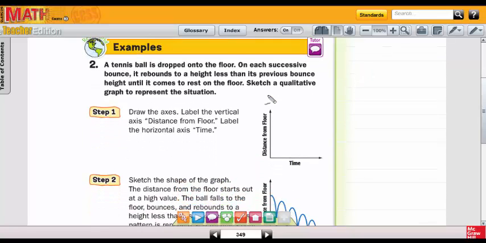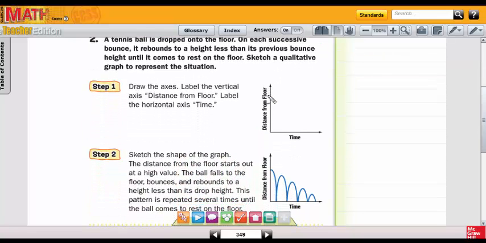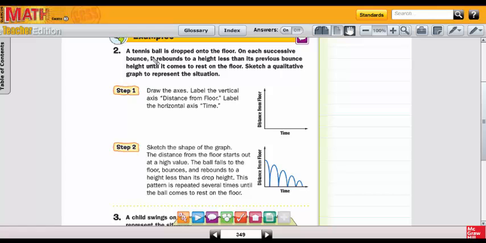So now let's take a look at what this might look like in example 2. So here we are, example 2. A tennis ball is dropped onto the floor. On each successive bounce, it rebounds to a height less than its previous bounce height until it comes to a rest on the floor. Sketch a qualitative graph to represent the situation.